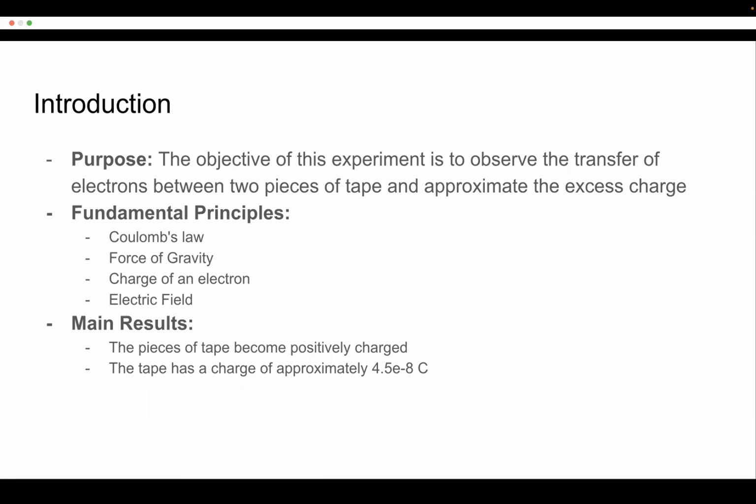For the main results, the pieces of tape became positively charged, and the tape has a charge of approximately 4.5 e to the negative 8 coulombs.